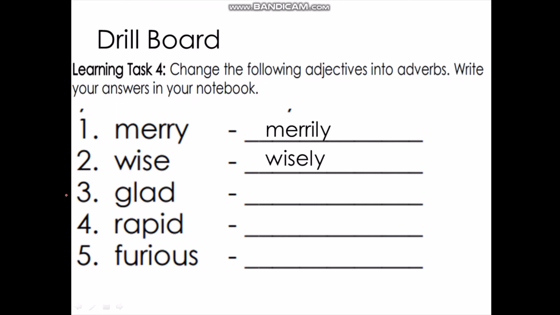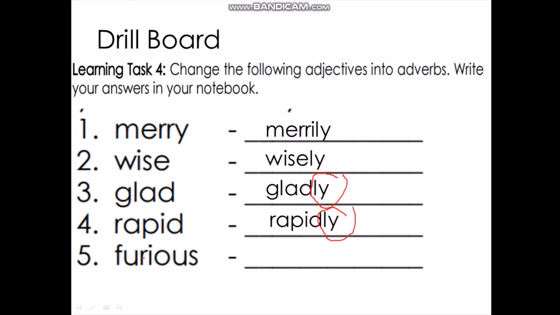Times up. The correct answer is gladly. So we just add ly there. Okay? Number 4, change the word rapid into an adverb. Times up. The correct answer is rapidly. And then we just add the ly here.